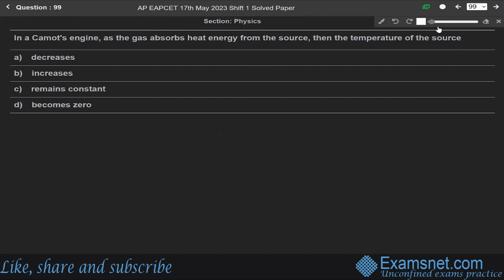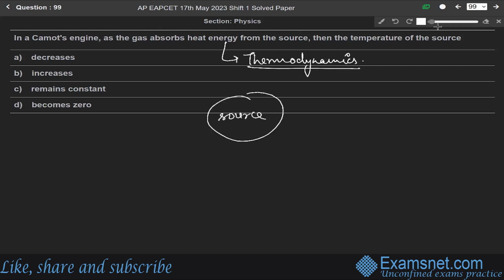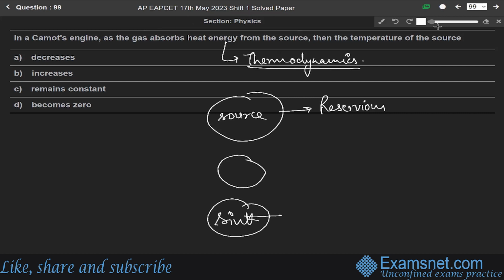Now next question 99. In a Carnot engine, as the gas absorbs heat energy from the source, the temperature of the source is? This question is again from the chapter of thermodynamics. So basically, what is a Carnot engine? In a Carnot engine, there is a source, which we call the reservoir, and there is a sink. In between the source and sink, there is a heat engine.